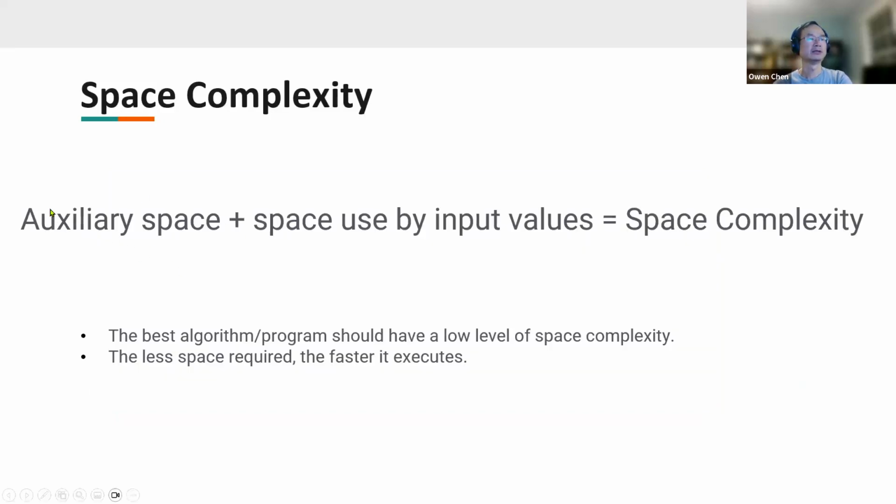Right? So auxiliary means the temporary variables that you need to use, as well as the space used by the input. Together it becomes the space complexity. So the best algorithm tries to minimize both sides, the input space as well as the temporary variables you need to use, in order to reduce the space complexity.